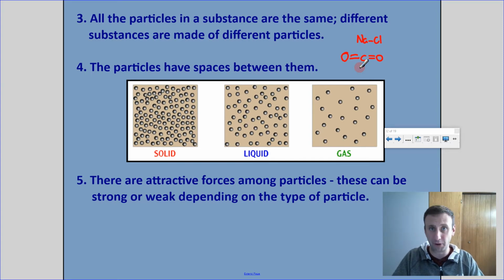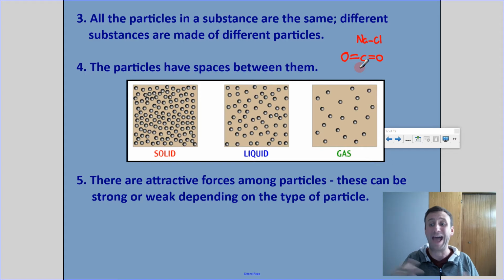Number four, the particles have spaces between them. The amount of space will depend on the state that we have. You learned that in solids and liquids, particles are really closely packed together, while in a gas, particles are very spread out and very far apart, which is why they can be compressed. It's because there's all that space between particles, so they can be compressed to lower that amount of space. But there's always spaces between particles, no matter what. We always have spaces.